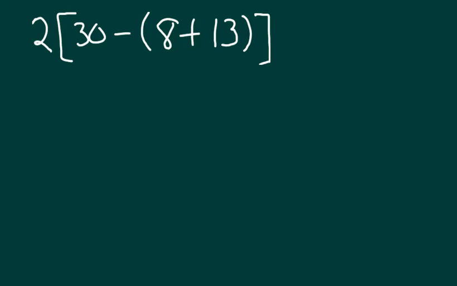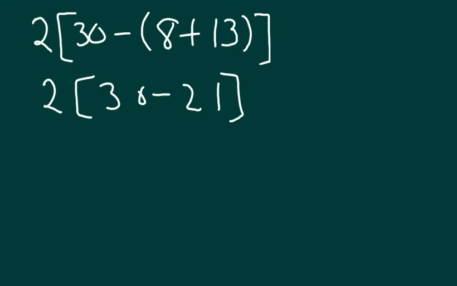Brackets are just fancy parentheses, and when you have 2 sets of either brackets or parentheses, you work from the inside out. So, first thing to do here is 8 plus 13. 8 plus 13 is 21. Okay, next thing to do is do the brackets. 30 minus 21 is 9. So you end up with 2 times 9 is 18.